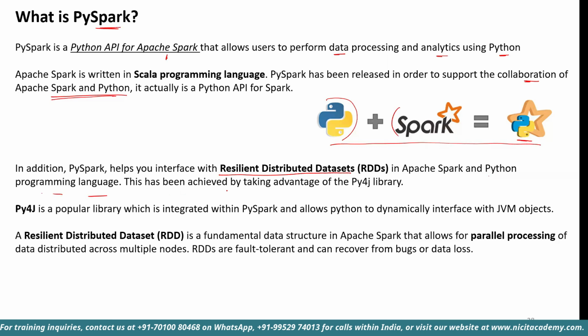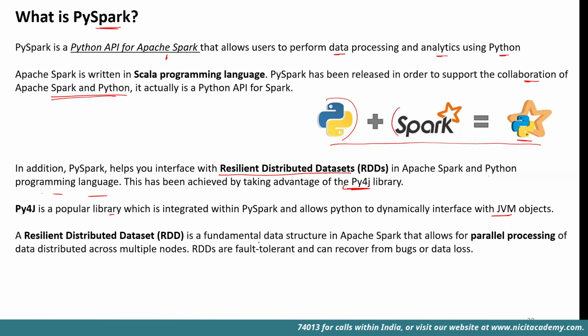This has been achieved by taking advantage of the py4j library. They have created one library which helps combine both of these features together. And py4j is a popular library which is integrated with PySpark and allows Python to dynamically interface with JVM objects. Okay.